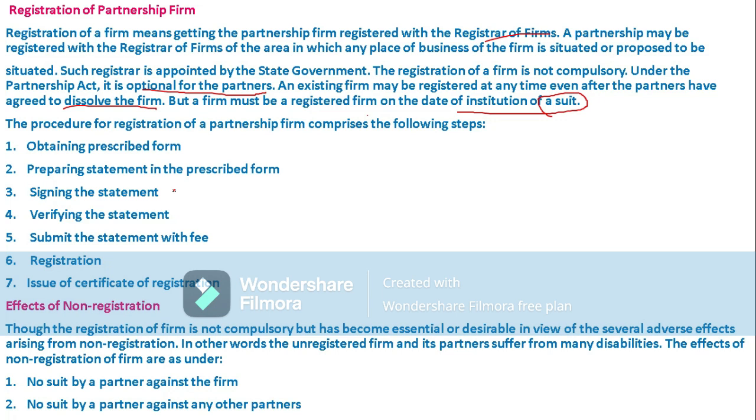So everyone's specimen should be there, where signing the statement includes all the partners' specimens. The details mentioned in it, the partnership deed and documents, whether they are correct or not, all will be there in the signing statement. So if we see verifying the statement, what does verifying the statement mean?